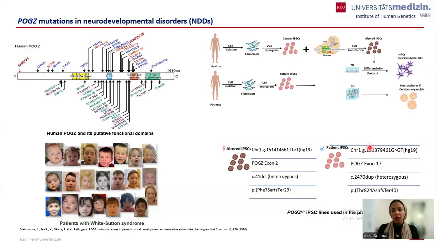The other cell line is patient iPSCs from a boy, so it's a male cell line, that has a mutation in exon 17 of POGZ, a one nucleotide duplication, which also leads to a frameshift mutation and truncation of the protein at amino acid number 40. Here you can see this other red mutation, and it's located in an HPZ domain, a domain that binds to HP1 alpha.